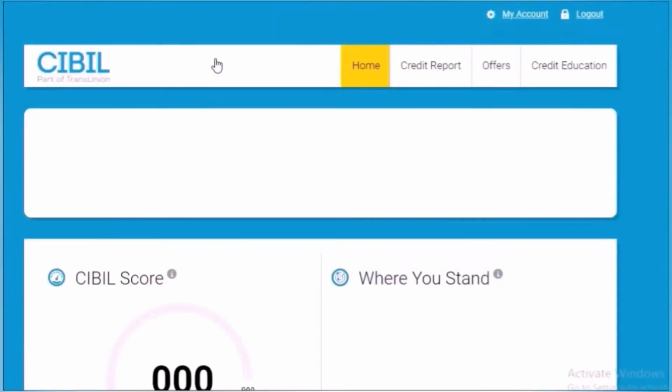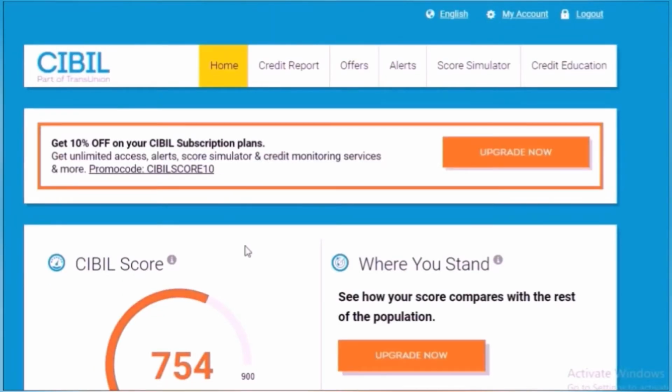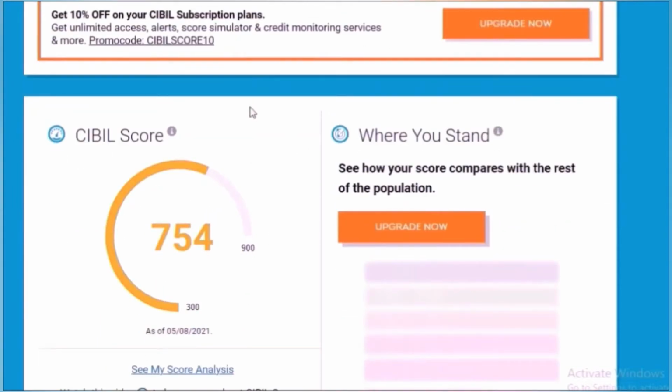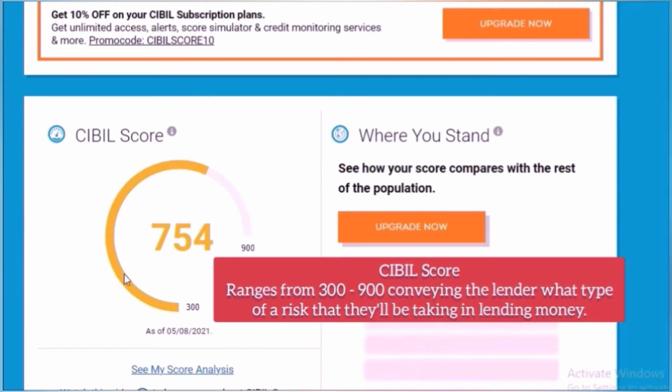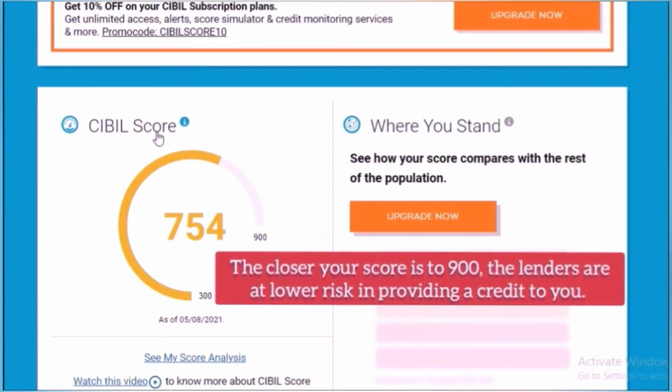Now let's see how to read a credit report. As you log into CIBIL, it will take you to the dashboard, and the main thing you'll notice here is your CIBIL score. Your CIBIL score ranges from 300 to 900, conveying to the lender what type of risk they will be taking in lending you money. The closer your score is to 900, the lower the risk for lenders in providing a credit to you.